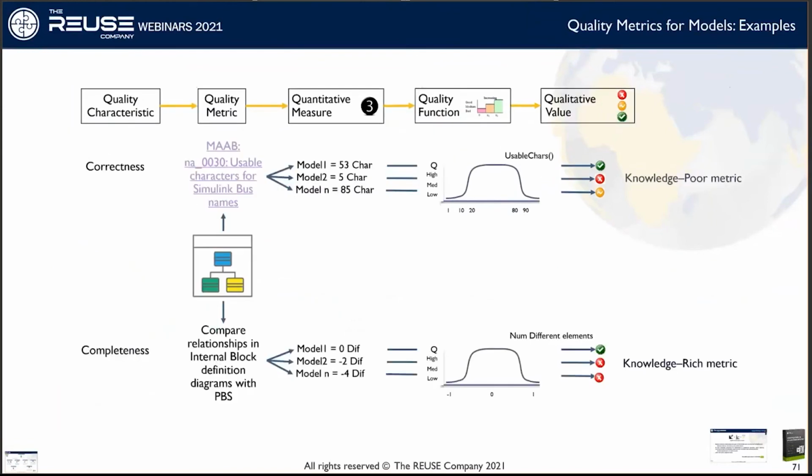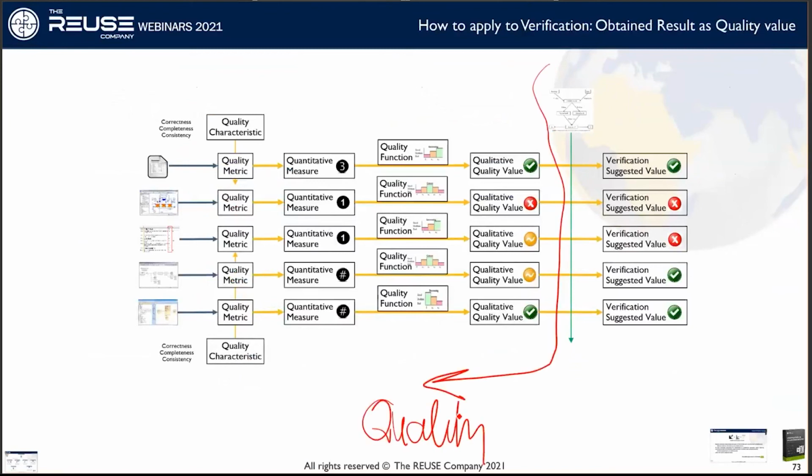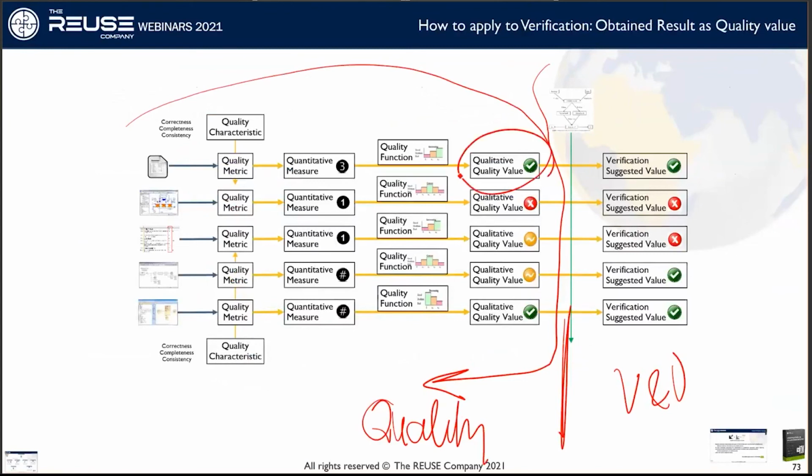And for models it is the same. You can define different metrics for whatever you would like to calculate on the models. For example, here you get some metrics provided by Simulink, or you can have some metrics of breakdown structure comparison, and you apply the same processes. And here is the connection between quality and verification. So this is the line. You get all these processes for calculating a quality value.